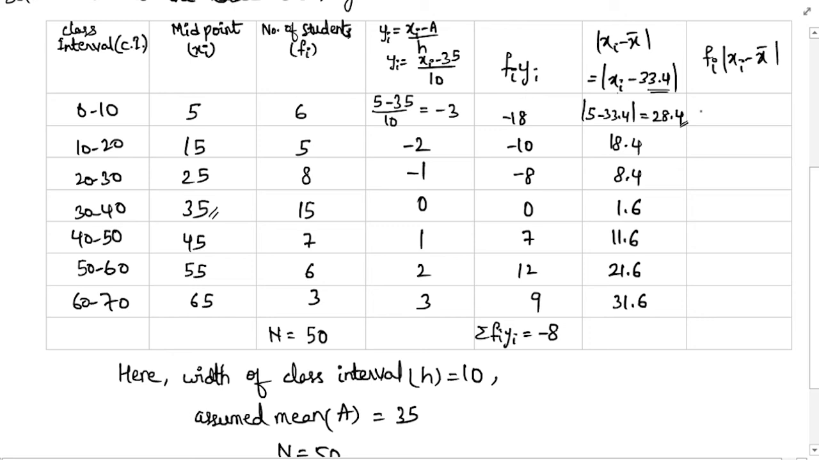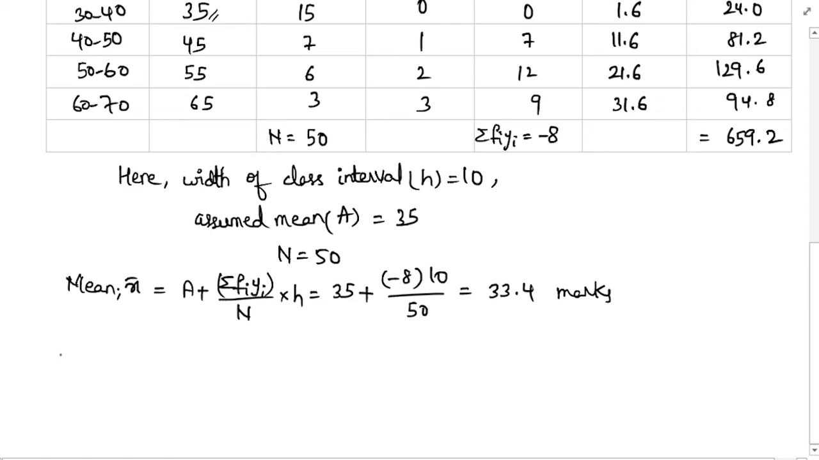Okay, and fi into this result. So what is fi here? 6. 6 into 28.4, that will be equal to 170.4. Okay, and this is 92, this is 67.2, this is 24.0, this is 81.2, this is 129.6, this is 94.8. Okay, so summation of this will be equal to 659.2. So just calculate this.